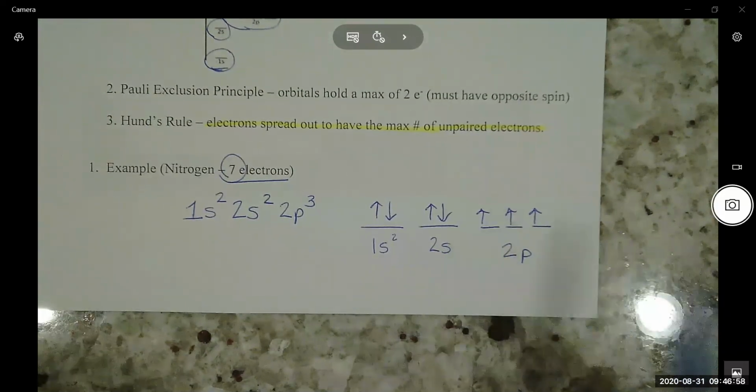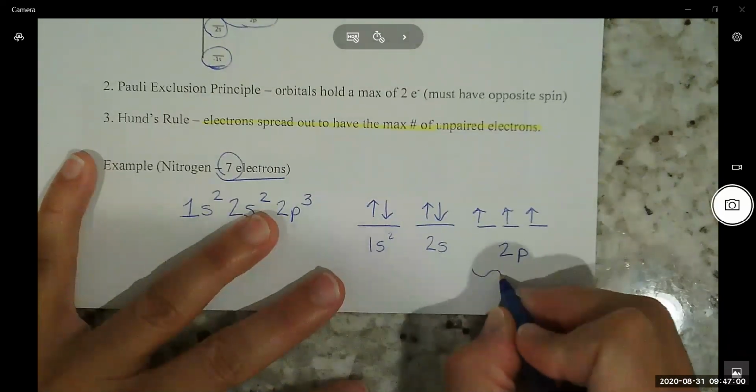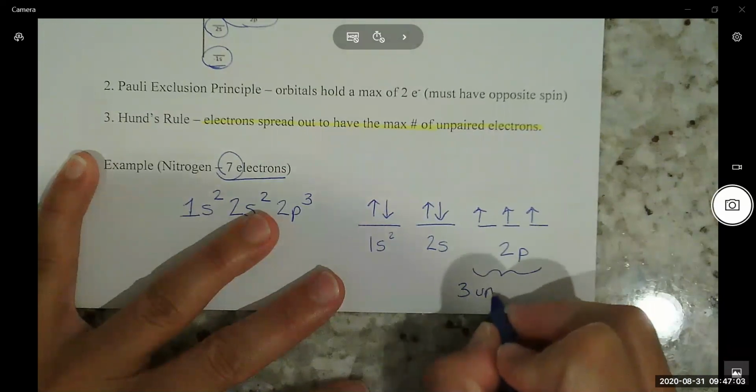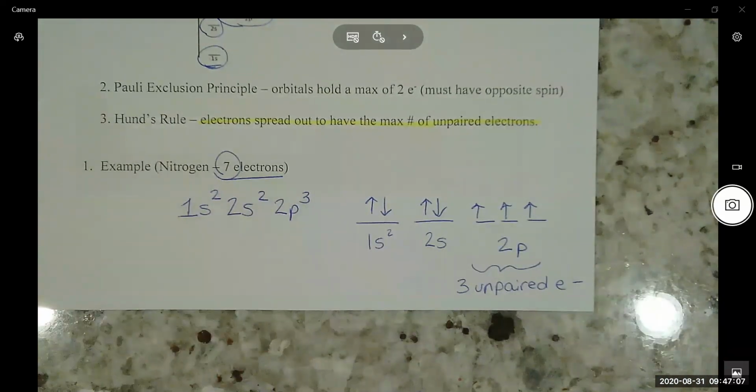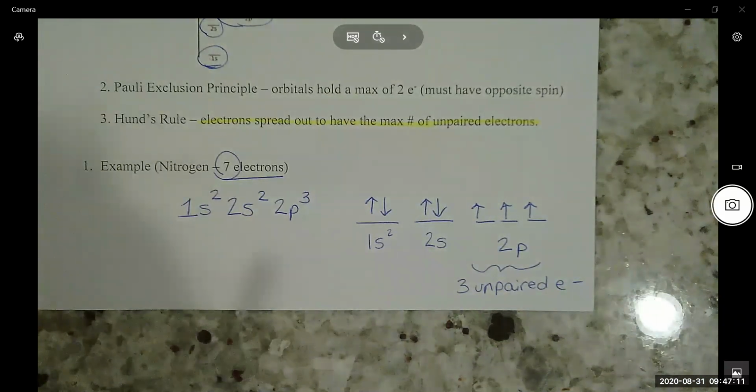The reason why that's important is because this has 3 unpaired electrons, and that becomes important when we talk about chemical bonds. So we need to be able to figure out how many unpaired electrons there are, and in order to do that, we need to draw our orbital diagrams correctly.